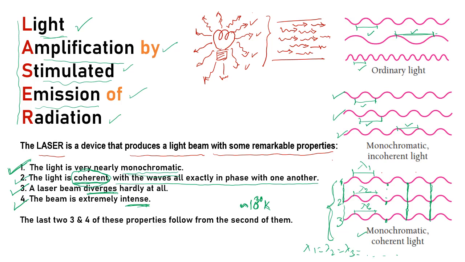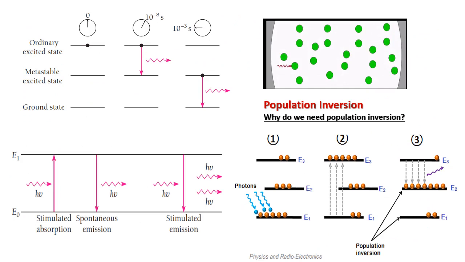So now let us move to understanding the basic processes involved in the lasing action. First of all, let me tell you that an atom can exist in any of three energy levels, as shown in this picture. The first one is the ground state. This is my ground state.